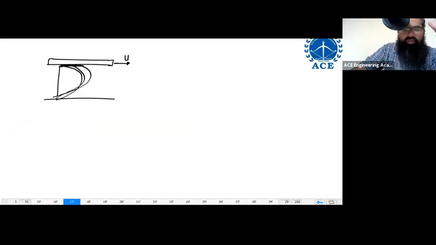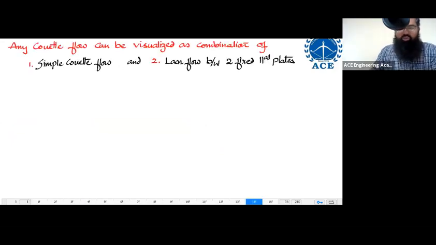Basically, it is a combination of simple Couette flow along with laminar flow between two fixed parallel plates. So these two things are getting combined. If these two things are getting combined, then I am now going to write down the equations. Three equations I'll write down.